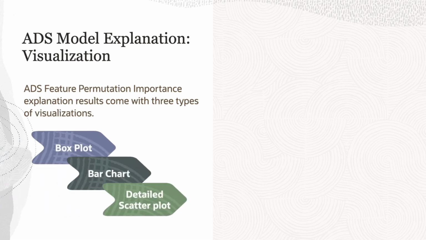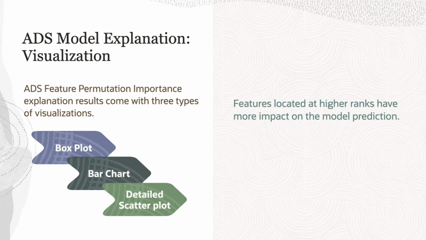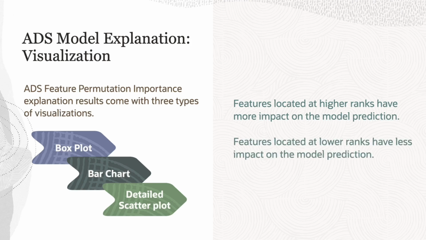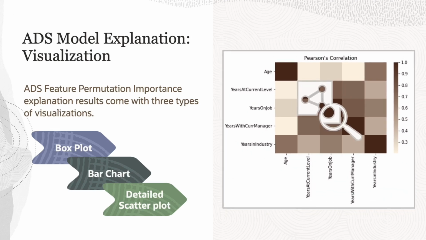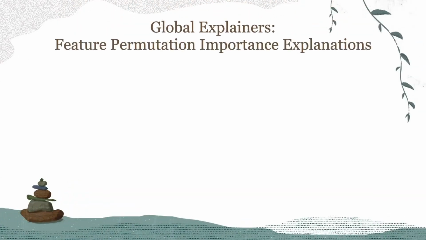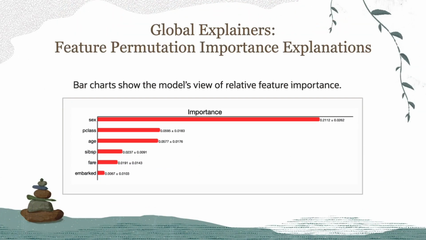Model explanation in ADS produces three types of visualizations for feature permutation importance explanations, which are box plot, bar chart, and detailed scatter plot. Features which are located at higher ranks have more impact on the model predictions, and features at lower ranks have less impact on the model predictions. Additionally, the importance values represent the relative importance of the features. For example, in this Pearson's correlation plot, the higher the number of two corresponding features, the higher the rank and the impact. This example generates and visualizes a global feature permutation importance explanation on the Titanic dataset.